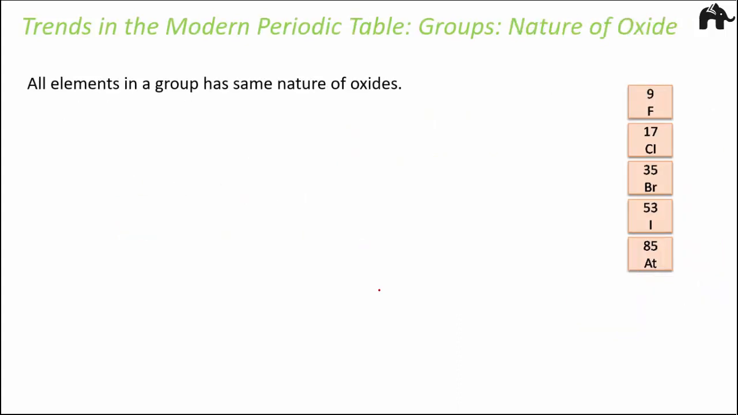Okay. So all elements in a group have the same nature of oxides. There is nothing like acidic or basic, because since they have the same number of valence electrons, with that logic, the nature of oxides doesn't make much difference.